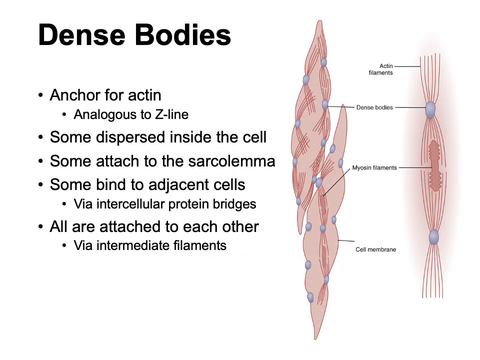A little bit more about dense bodies. They are an anchor for the actin myofilaments. They are analogous to the Z-line. Some are dispersed inside the cell, throughout the cell. Some are attached to the sarcolemma, and some actually bind to adjacent cells via intracellular protein bridges made out of connective tissue. And all are attached to each other through another type of protein, an intermediate filament.